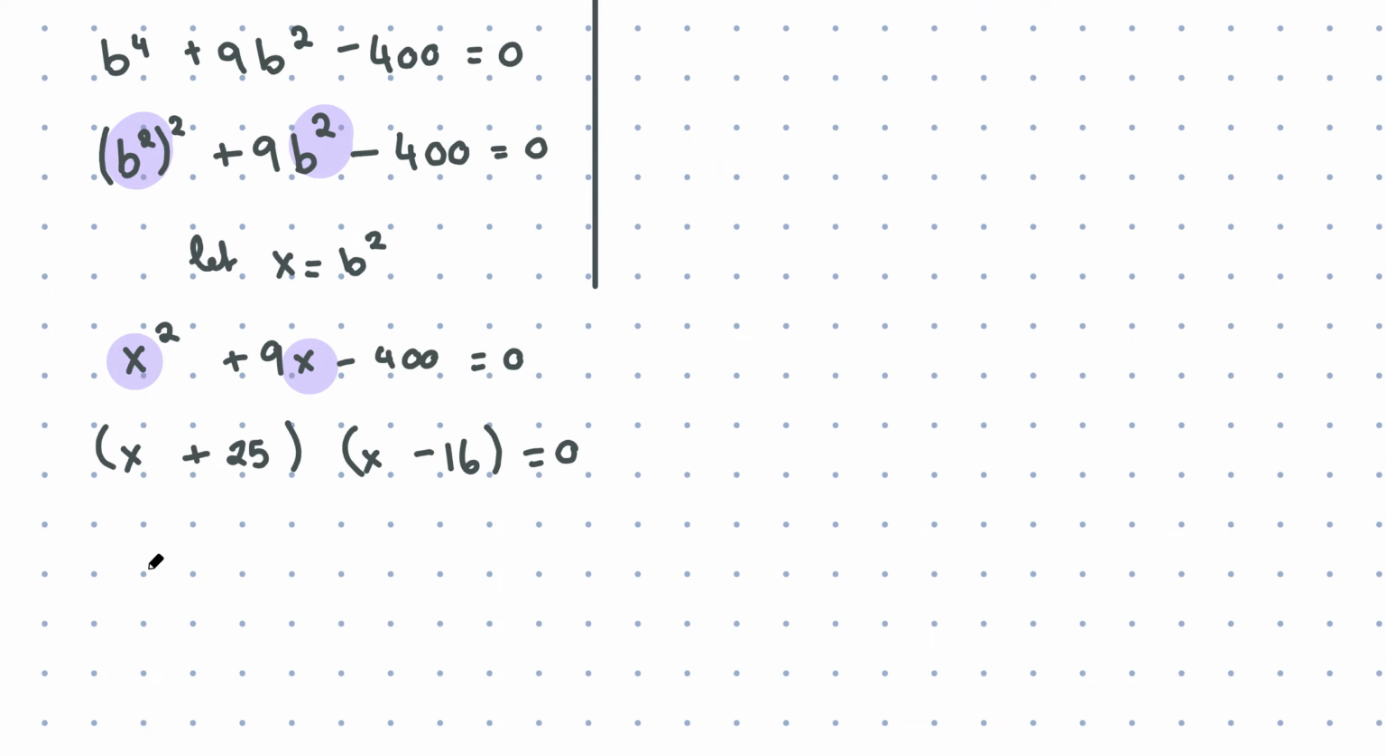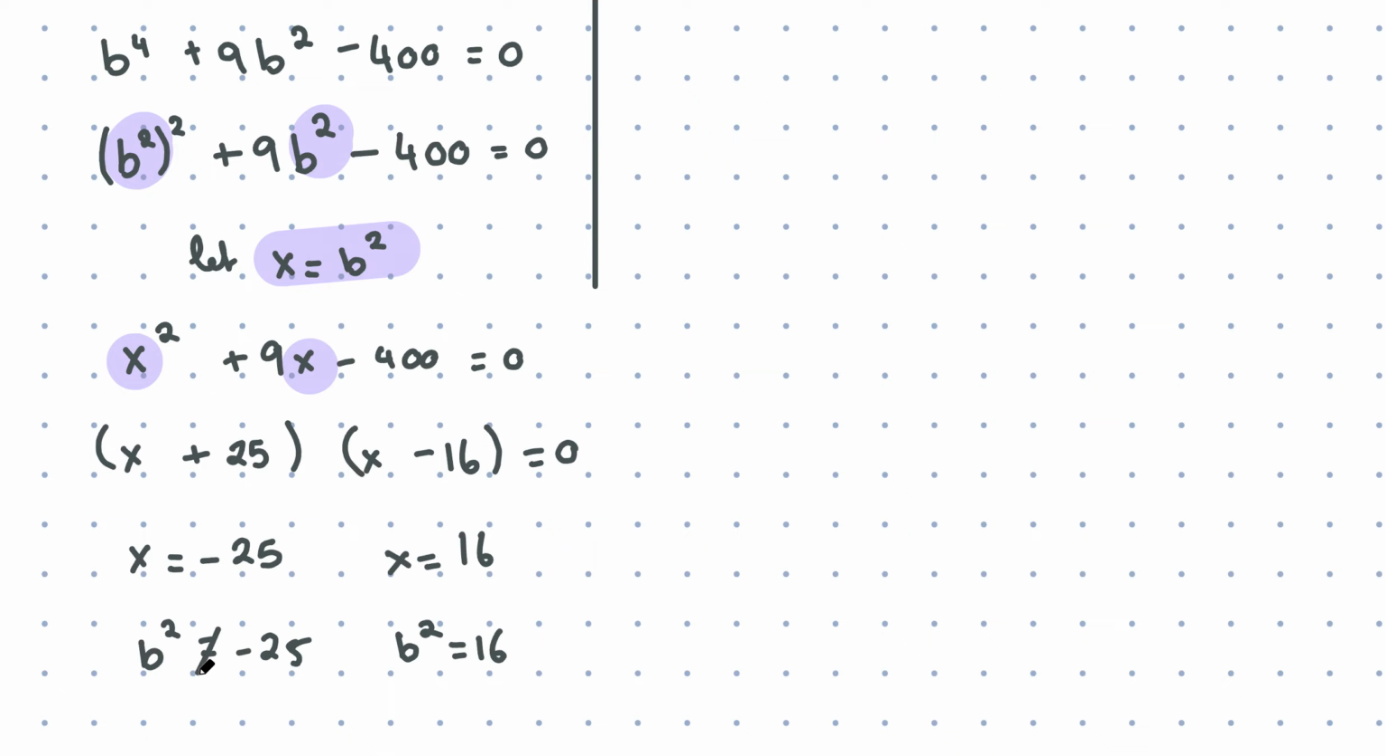So what you then get is x is equal to minus 25, and in this one we get x is equal to 16. Now remember, that isn't what we had in mind for the equation. We wanted to find b, not x. So I need to go back and think, what was the connection between x and b? x is equal to b squared, so we introduce it again. So we're going to have b squared is equal to minus 25, or b squared is equal to 16.